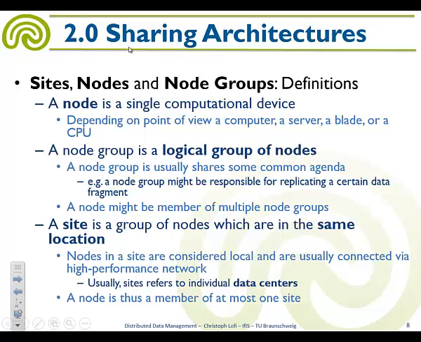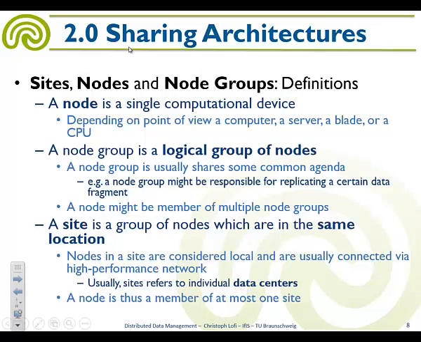Then we have node groups. Node groups are a logical group of nodes which usually share a common agenda or which share a common hardware setup. So if we see as a node a single core in a CPU, a node group might be the actual computer. If we see a node as a single computer, a node group could be computers in the same cluster. So computers which are very tightly interconnected with each other, which have a strong network connection, which share the same authority, the same agenda, something like that. So some shared organization.